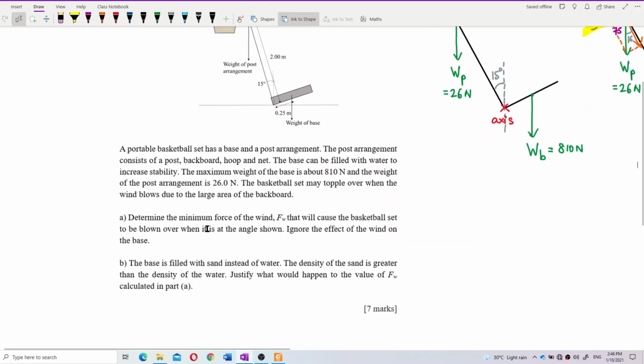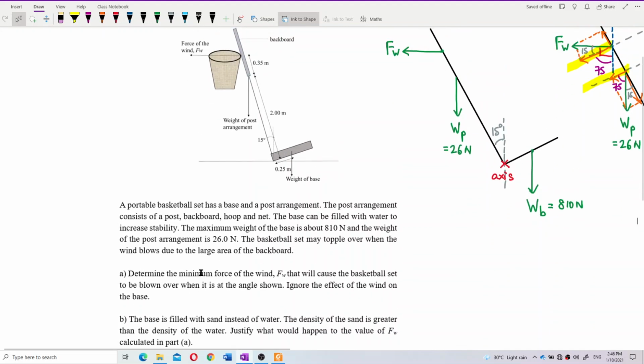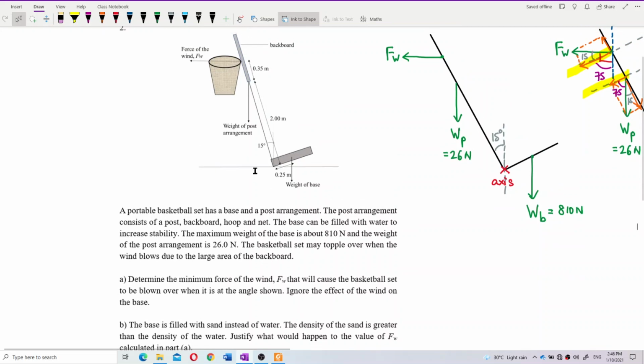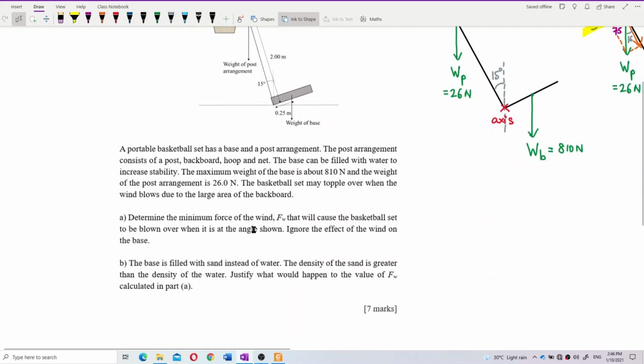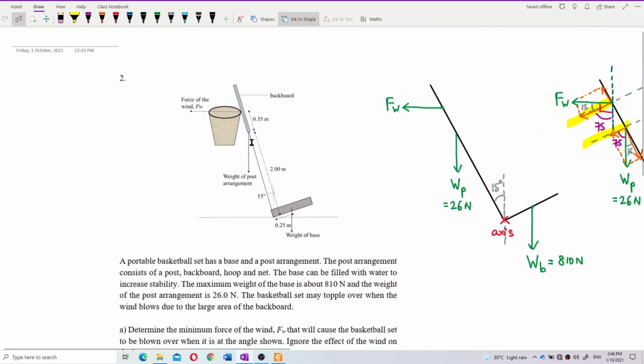Yeah. So okay, first of all, we want to find what? We want to find the minimum force of the wind. We want to find Fw. Okay, this is our target. We want to find Fw, the force of the wind. So first of all, we draw. This is a rigid body.